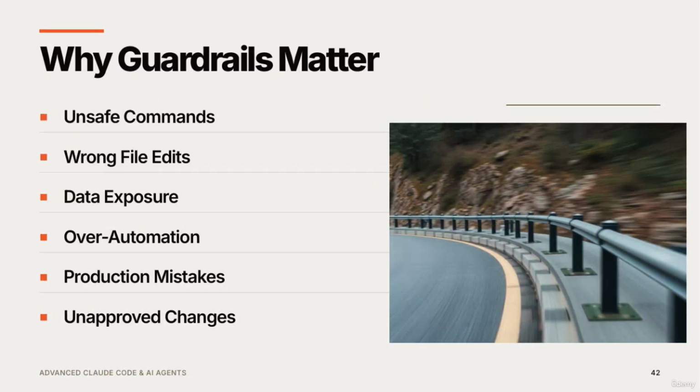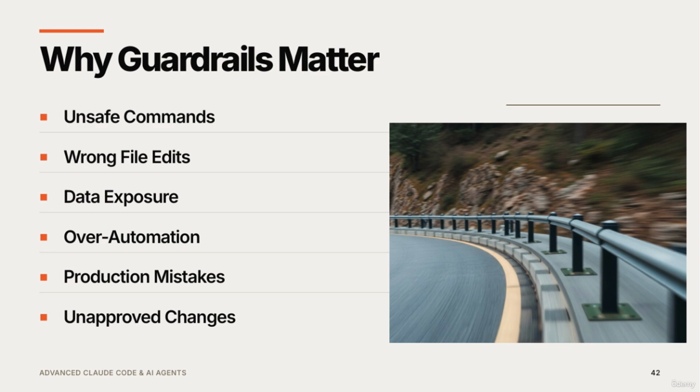On this slide, we're focusing on why guardrails are so important in our processes. Guardrails help us avoid several common but critical issues. For example, unsafe commands can lead to serious errors or security risks if they're not properly controlled. Wrong file edits can disrupt operations and cause data loss or corruption.